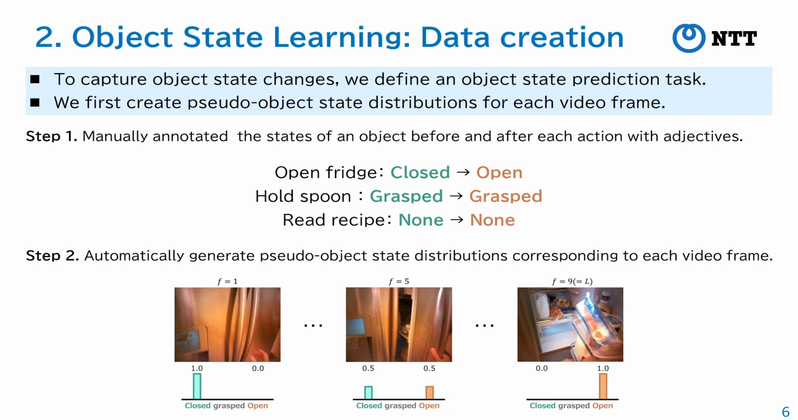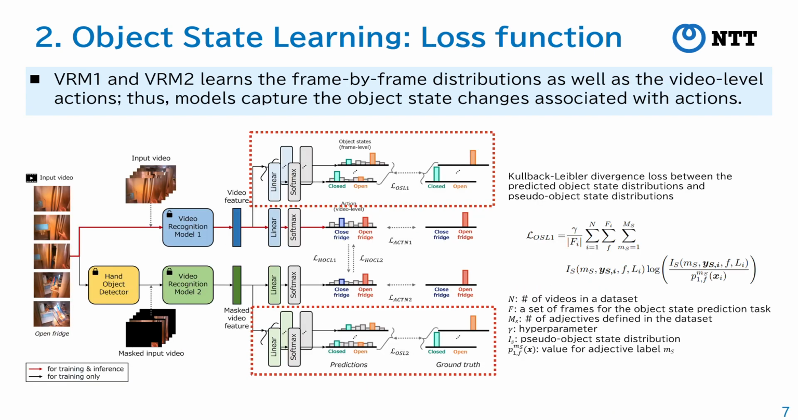After that, we automatically generate pseudo-object state distributions corresponding to each video frame. Video Recognition Model 1 learns the frame-by-frame distributions, as well as the video-level actions, so that it captures the object state changes associated with actions. To realize object state learning, we propose a loss function that minimizes the difference between the ground truth object state values and the predicted object state values by Video Recognition Model 1 and 2.